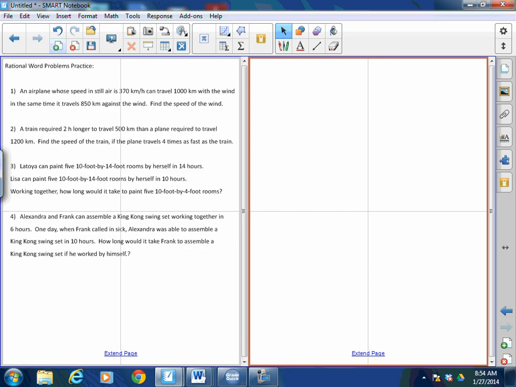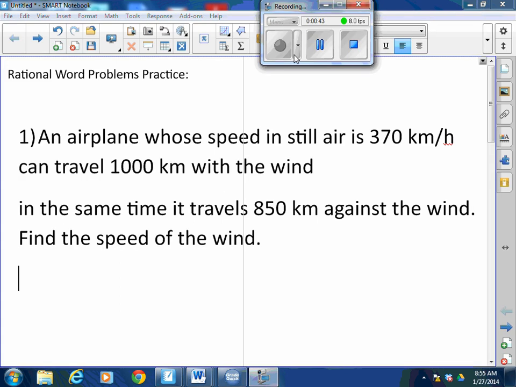Okay, the first one says that an airplane whose speed in still air, actually this is going to be very hard for you to see. Give me one second. Okay, I think this is going to be a lot better.